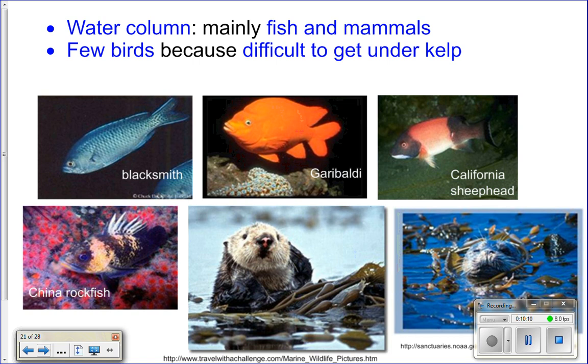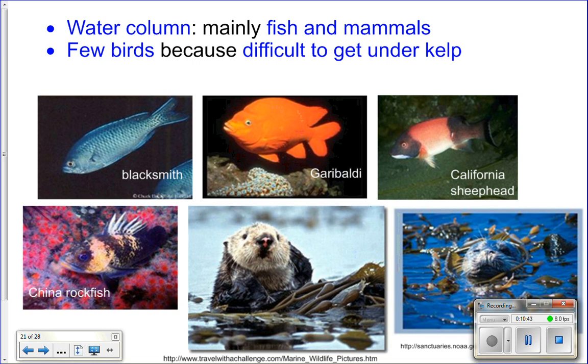But the fish are mainly going to live in the water column, so like in that understory area. You can have lots of different kinds of fish. The Garibaldi, the big orange one, that's the California state fish. You'll find lots of those in kelp forests. So fish in the water column, and also mammals. The types of mammals that you'll see are things like sea otters and harbor seals, and the California sea lion can also be in here. So those are the types of mammals that you would see.